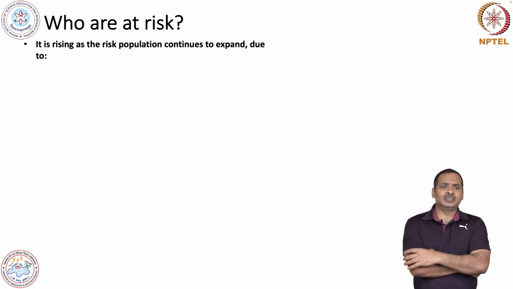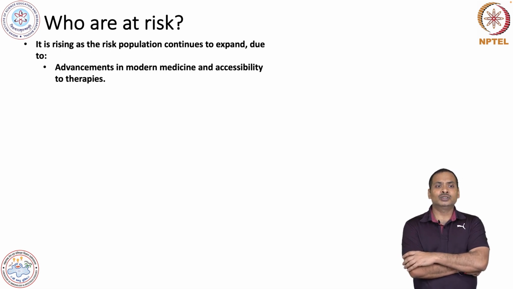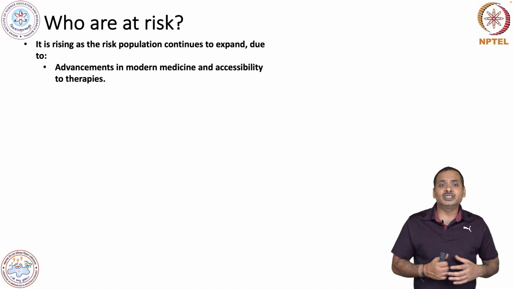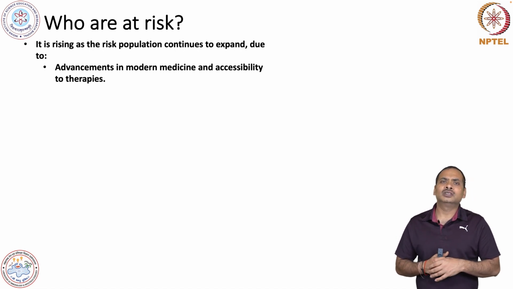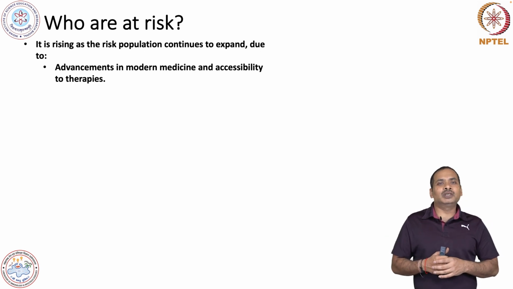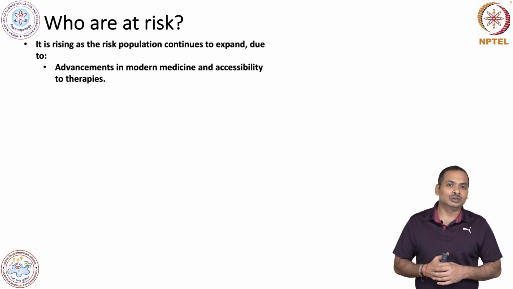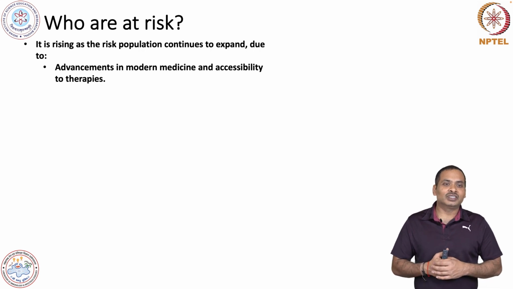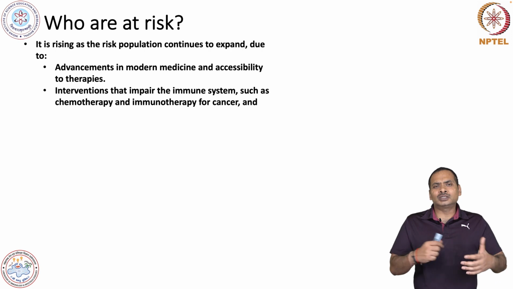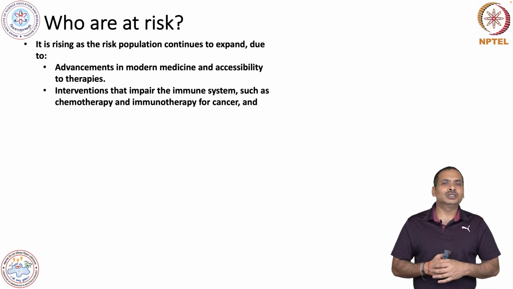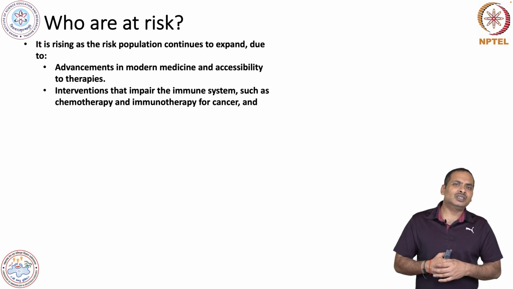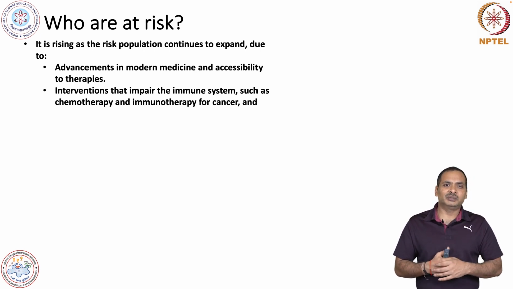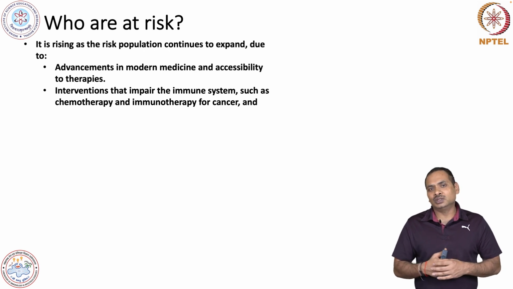The at-risk population continues to expand due to the following reasons. Advancement in modern medicine and accessibility to therapies. These days people very quickly take any medicine, which is also not good, and that may invite fungal infection. Or some kind of therapy: an individual having allergy can quickly take steroidal molecules or drugs which suppress the immunity, so those individuals can be prone to fungal infection.